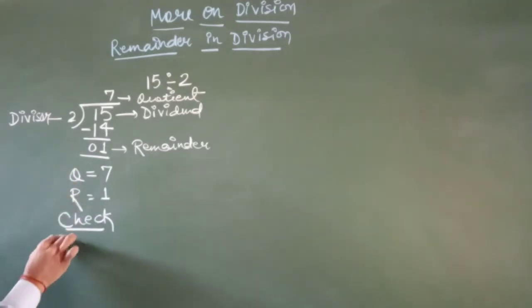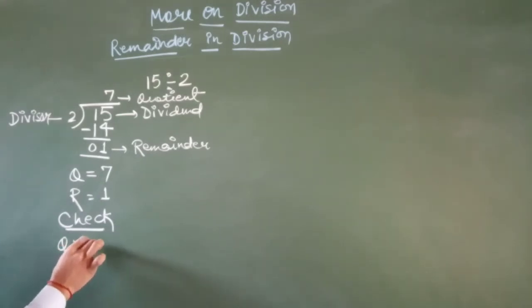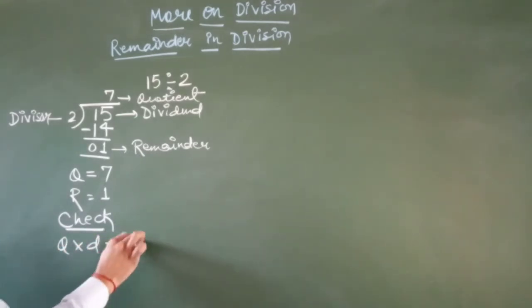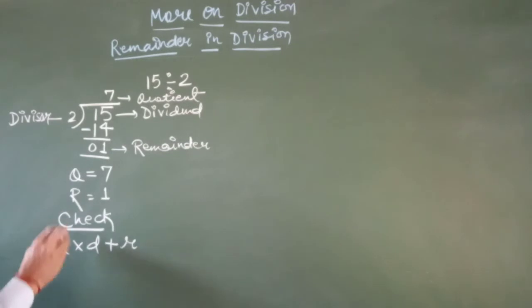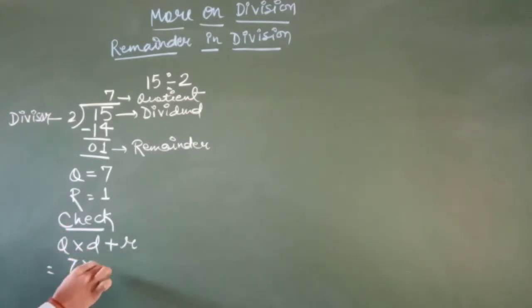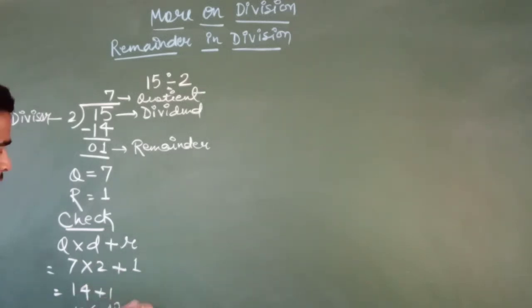That is q multiplied by d plus r is equal to the dividend. What is q? 7, and d is the divisor 2, and remainder is 1. 7 times 2 is 14, plus 1, that is 15. And what is 15? 15 is the dividend.